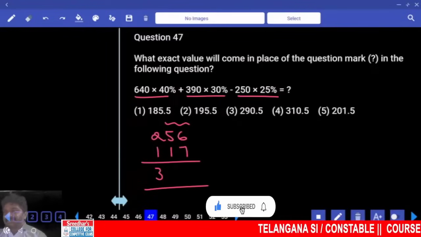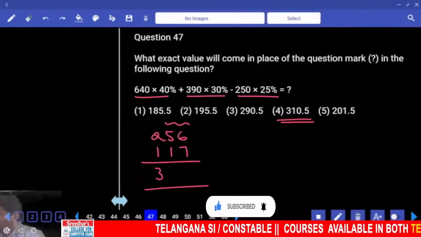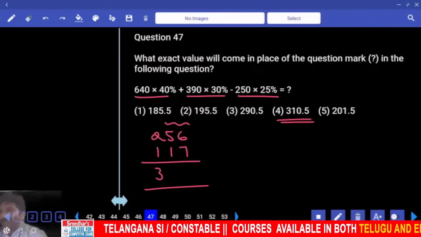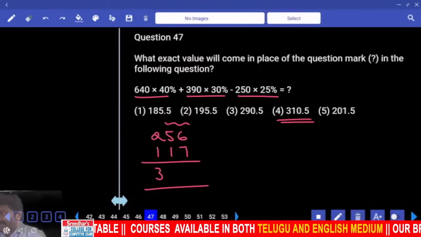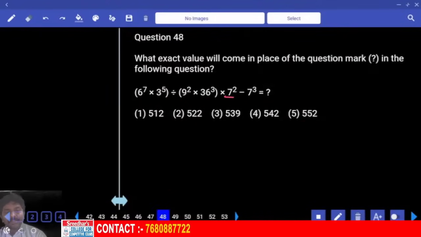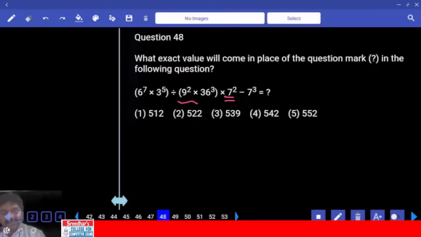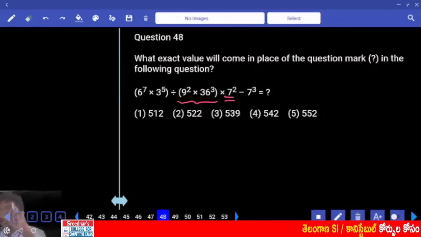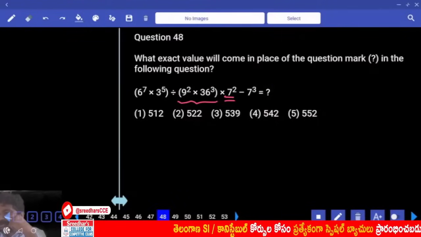Who cares what it is? We got answer. 300 plus some extra number is also there. But there is only one option which is in 300s. That is enough for us. Into 7 square. This comes in denominator. Correct? So to eliminate 7 square from numerator, your denominator should have 7 multiple. Agreed? How many numbers will come in denominator for this question?